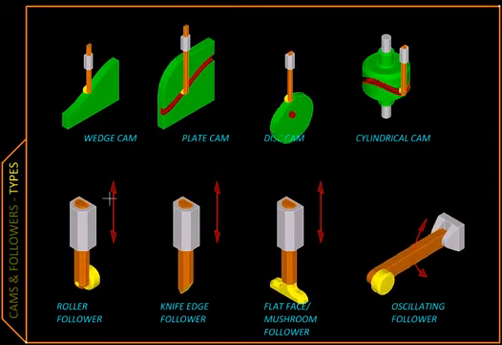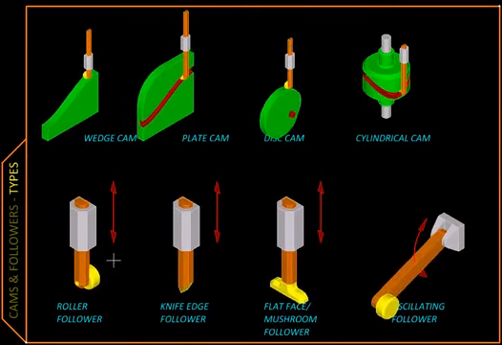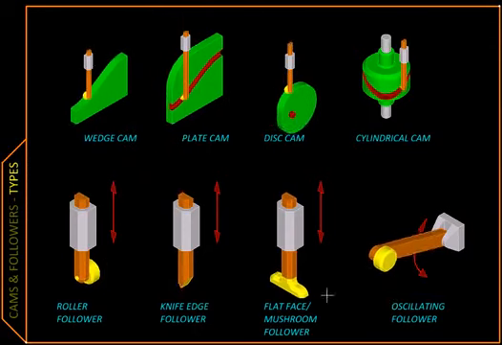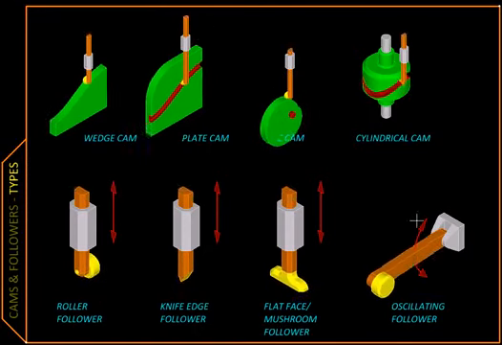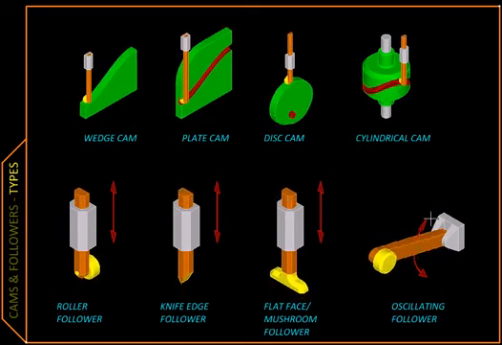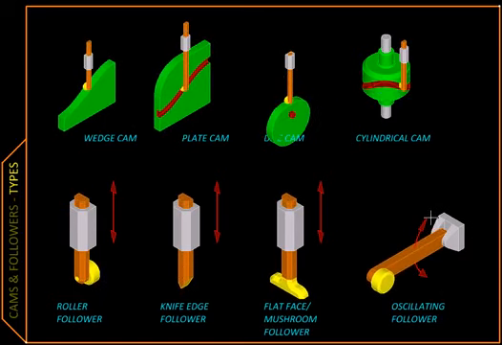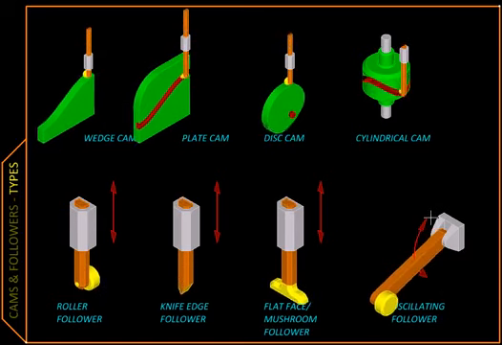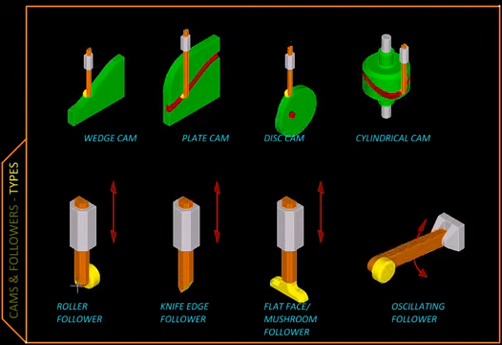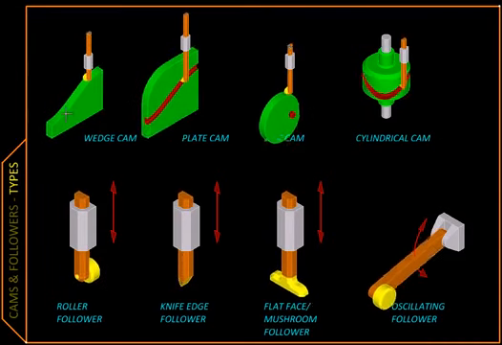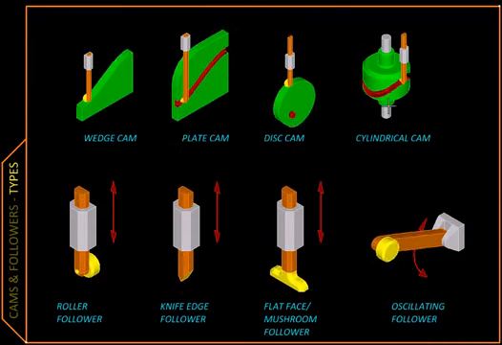If the followers are going along a straight line back and forth, they are called reciprocating followers. While if the displacement is angular like this, back and forth, then they are called oscillating followers. Further, the followers can be classified according to the end which is in contact with the cam.